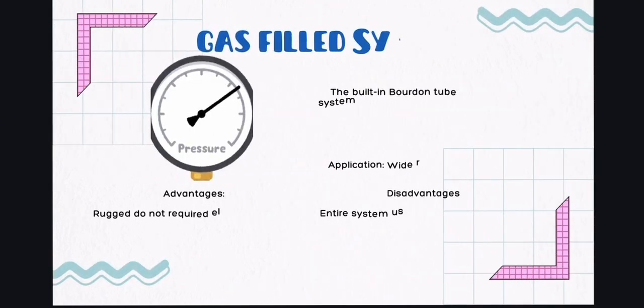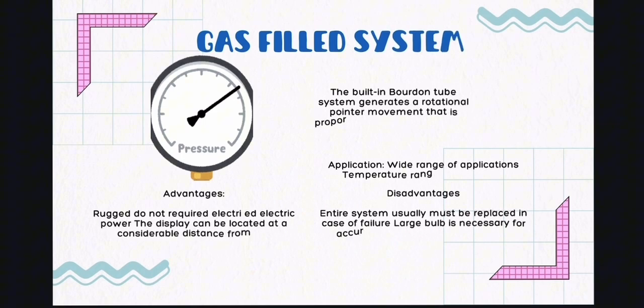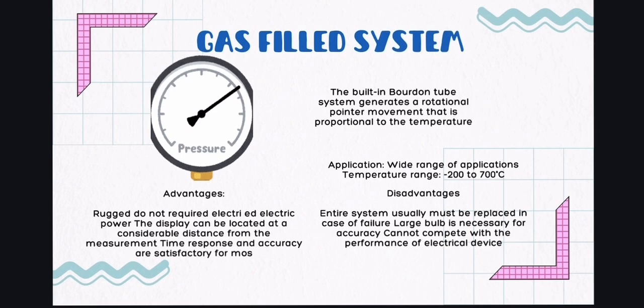Gas-filled system. Pressure. Advantages: rugged, do not require electric power. The display can be located at a considerable distance from the measurement. Time response and accuracy are satisfactory. The Bourdon tube system generates rotational pointer movement that is proportional to the temperature. Application: wide range of applications.